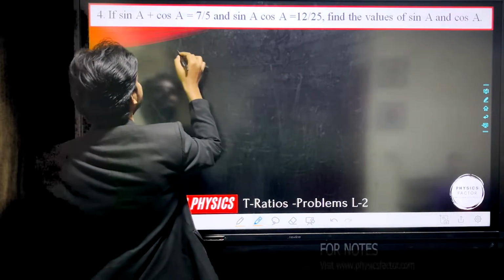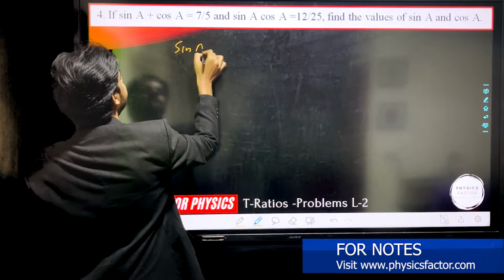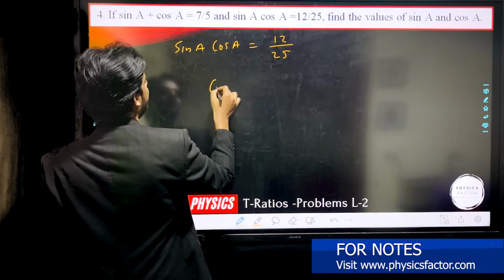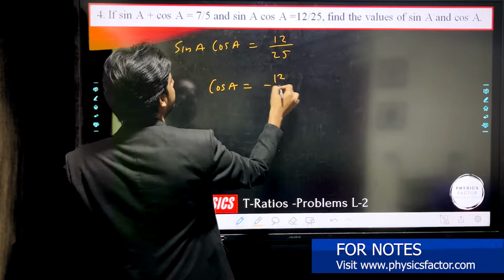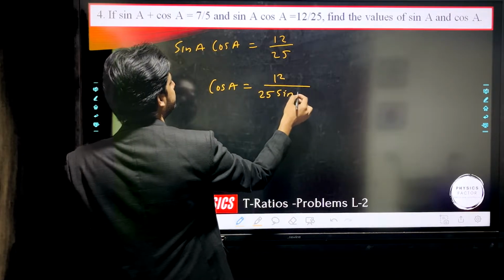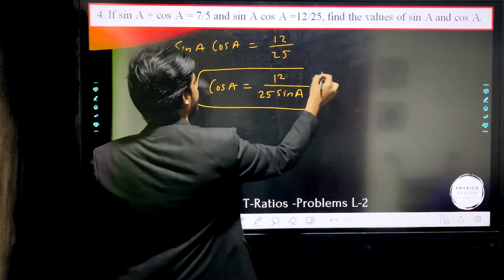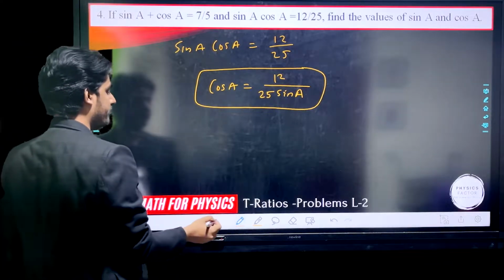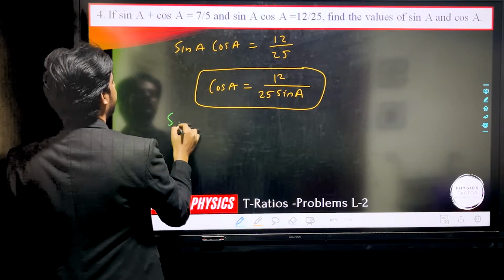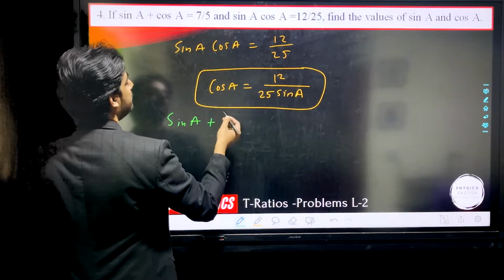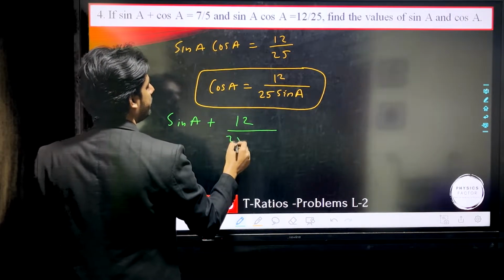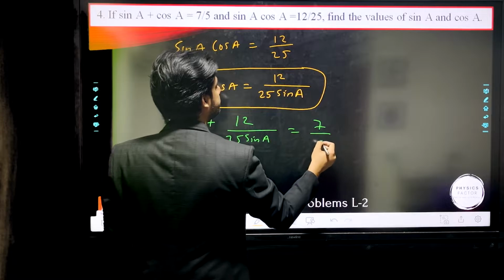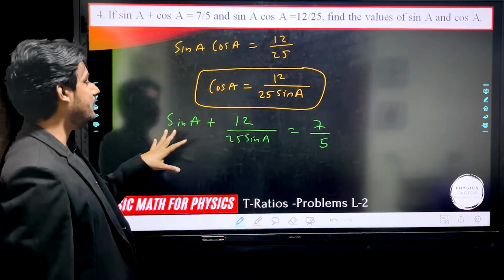So from this, we have sin A into cos A equals 12/25. So we can just find the value of cos A, which is 12/25 sin A. I know this is a little longer method. So we have the cos A value now. This cos A value we will substitute over here. So now I'll write it: sin A plus cos A. Cos A we can write as 12/25 sin A, and that equals 7/5. Now we have to solve this.